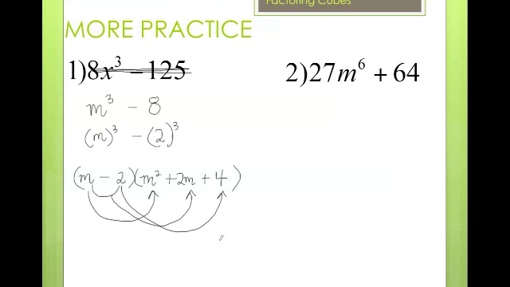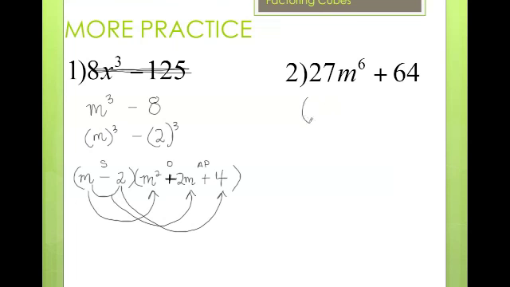Okay, notice that once my signs are set using SOAP, I no longer am concerned about taking care of this. M times negative 2 would really be a negative 2m. But I've already taken care of my sign situation for the factorization. So once you've set your signs, don't concern yourself with what happens within the multiplication. Okay, let's try number 2.